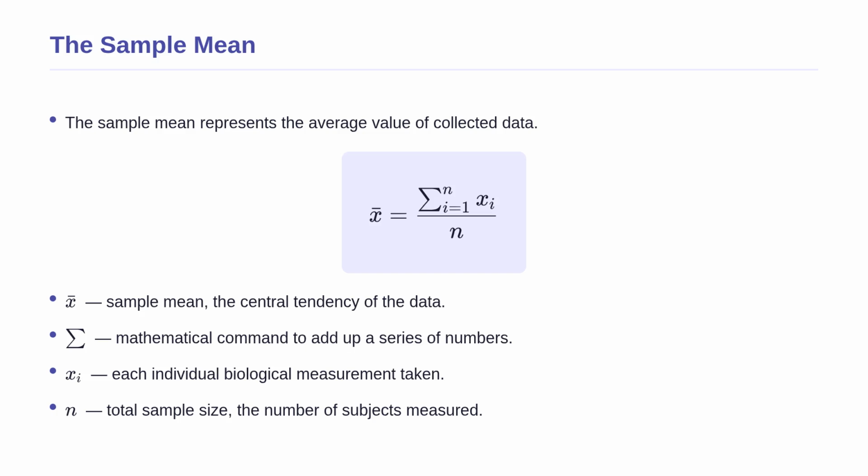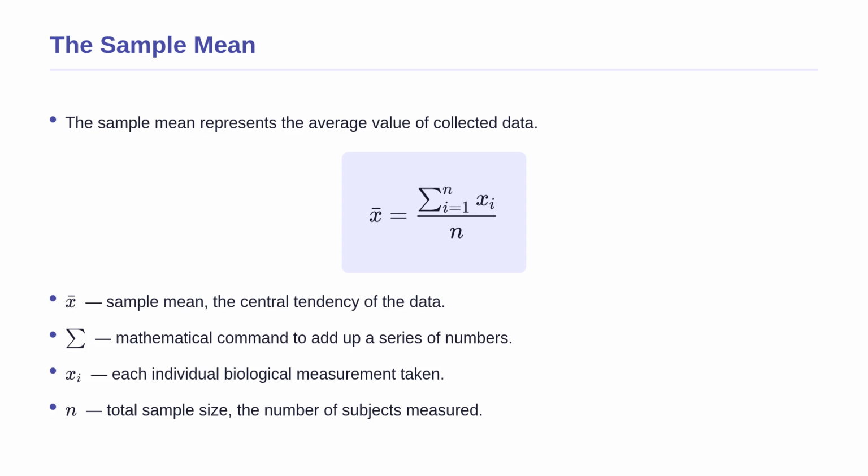This need for a single summary number leads us to our first mathematical representation, the sample mean. Conceptually, this formula takes all our individual observations and distributes their total value evenly across the group. Let us break down the symbols. The symbol x bar represents the sample mean itself. The Greek letter sigma is a command telling us to add things up. The variable x sub i represents each individual biological measurement, like a single patient's blood pressure. Finally, n is the total sample size.